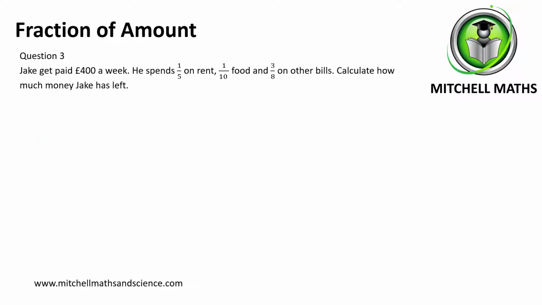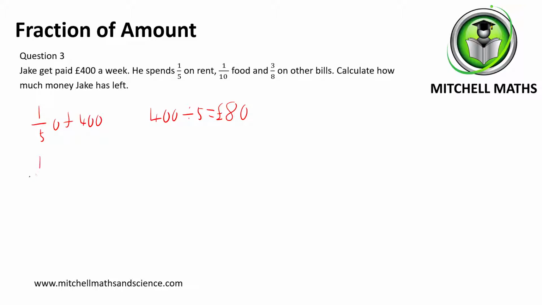Question 3, Jake gets paid £400 a week. He spends a fifth on rent, a tenth on food, and 3/8 on other bills. Calculate how much money Jake has left. Right, so first we're going to work out a fifth of £400. To work out what a fifth is, we're going to need to do 400 divided by 5. 400 divided by 5 is 80. So he spends £80 on rent.